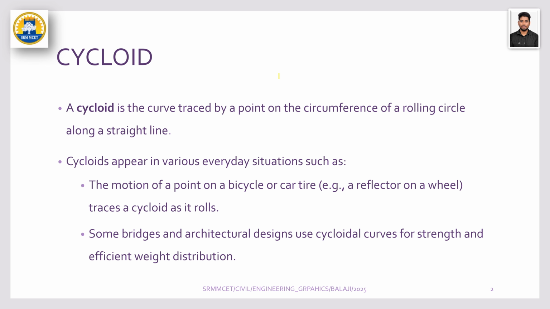These cycloids can be seen in many places in our day-to-day life. For example, if you see a bicycle moving along a straight road, and you locate a point on the bicycle and follow it, it will trace a path which gives a cycloid. Cycloids are applied in various places, such as the construction of bridges and architectural designs, because cycloidal curves are designed for greater strength and have an effective weight distribution when compared to others. If you look at the bridges over certain rivers, you can see the arches constructed below the bridge, below the roads. Those arches are nothing but cycloids.